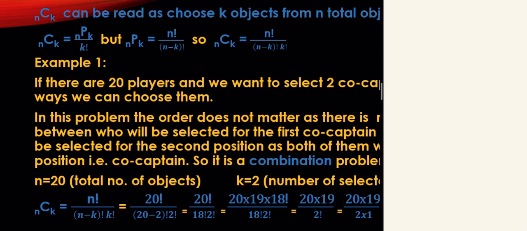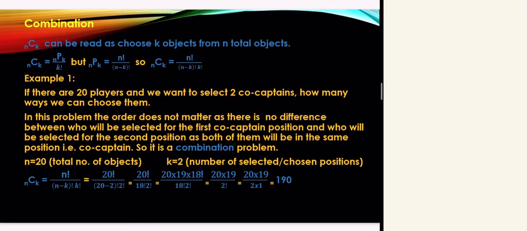Example: if there are 20 players and we want to select 2 co-captains, anyone who is chosen will be co-captain. It doesn't matter which one comes first. So how many ways can we choose them? In this problem, the order doesn't matter, as there is no difference between who is selected first as co-captain, because he will be co-captain. So it is a combination problem.